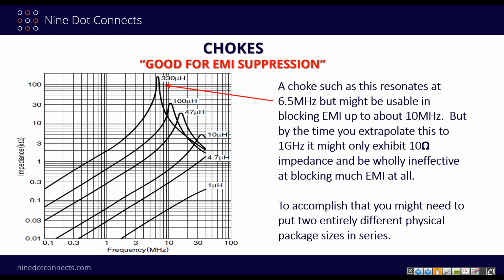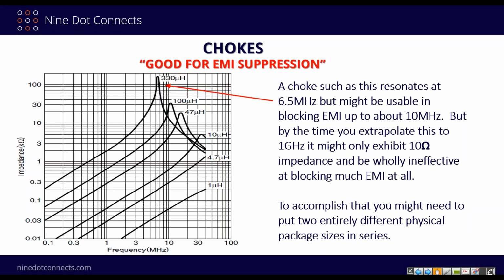That can cause problems for you because it might actually cause your circuitry to resonate. Look at this choke. It resonates and has a nice high impedance at 6.5 megahertz, and so it probably can deal with EMI nicely up to 10 megahertz or something. But what about at a gigahertz? At a gigahertz, it might only exhibit 10 ohms impedance and be wholly ineffective at blocking anything at all. So in some cases where you need a very wide frequency range or high current or other things, you may need to decide to actually have 2 chokes in series to accomplish your goal across the frequency range in question.